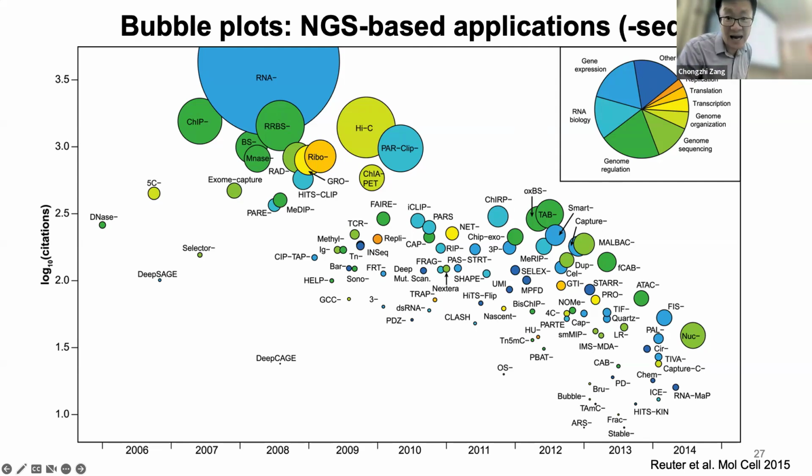And I think the size of the bubble means the number of publications that use certain technology. And the x-axis is the development of technology in different years. And the y-axis is the number of citations. So clearly, RNA-seq is the most commonly used sequencing-based technique. But there are so many different sequencing-based technologies to study differences.